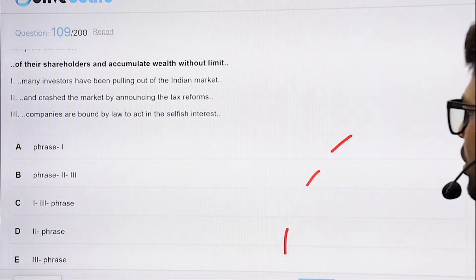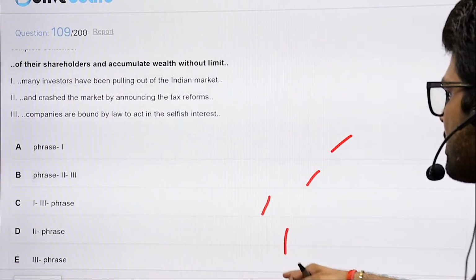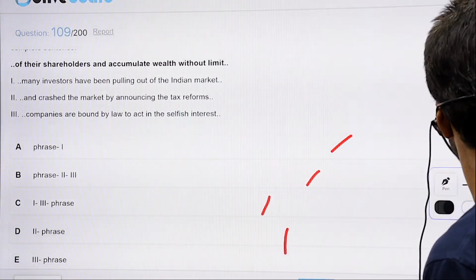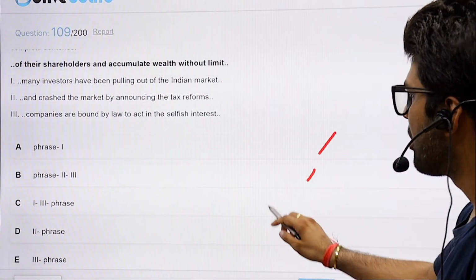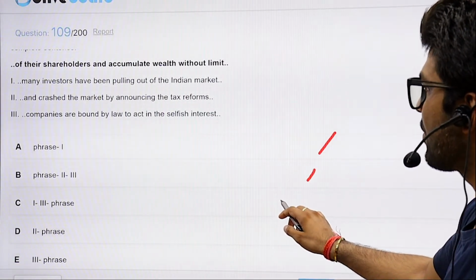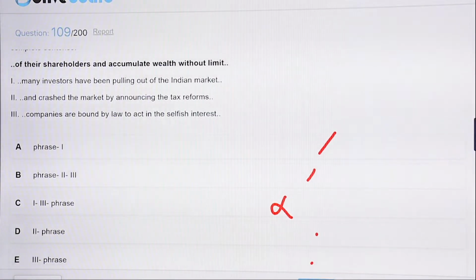Companies are bound. You don't have a conjunction. Drop it. Just a sec. You can't start with the phrase. Many investors, first and third, you don't have a conjunction. Either this or that again. Second, and crashed, you can't start with and also.